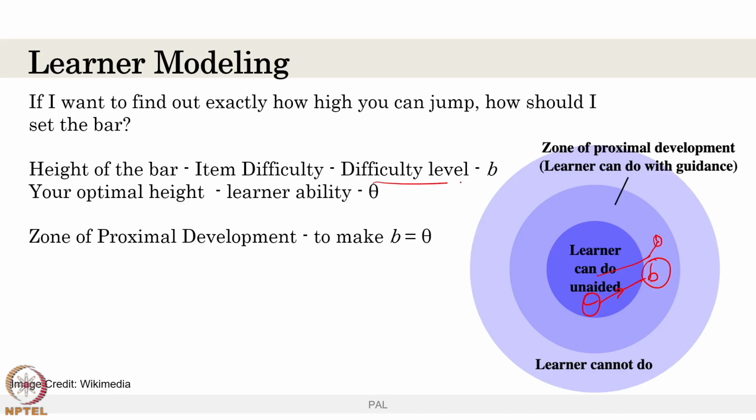So how do you measure the difficulty level of a question? Very simple. The experts can define their own difficulty level, or you could ask the students whether the question is difficult, high, low, or medium. We collect that information, then we can use that as the difficulty level. How do you measure the learner ability? That we'll see in this video.